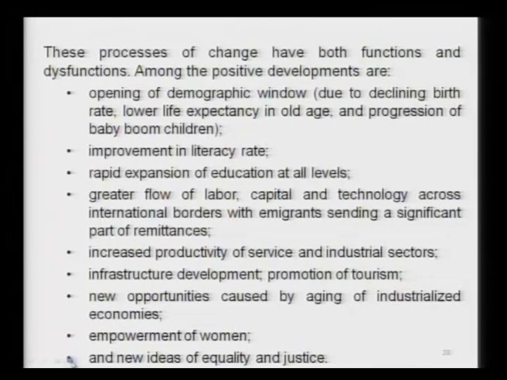These processes of change have both functions and dysfunctions. Functions are opening of the demographic window. We will talk about the demographic window in a later lecture. Improvement in literacy, rapid expansion of education at all levels, flow of labor, capital and technology across international borders, with emigrants sending a significant part of remittances, increased productivity of service and industrial sectors, infrastructure development and new opportunities caused by aging of industrialized economies, empowerment of women and new ideas of equality.